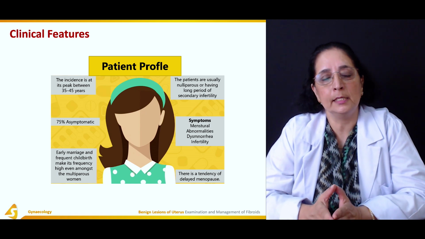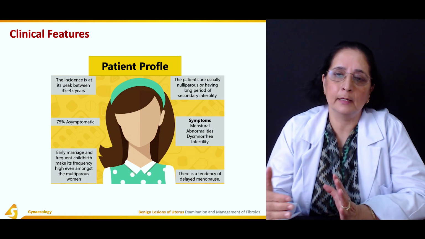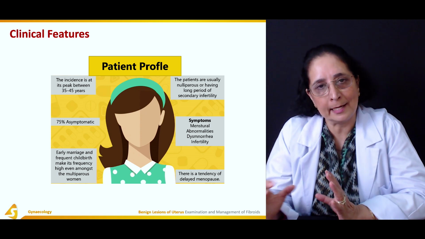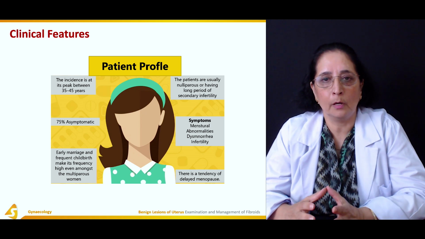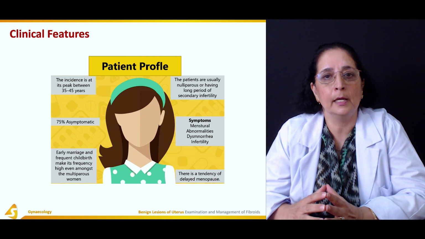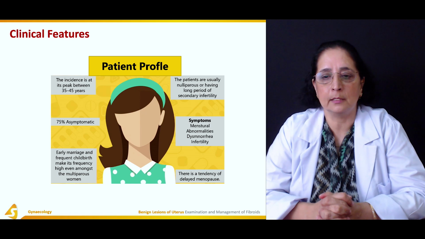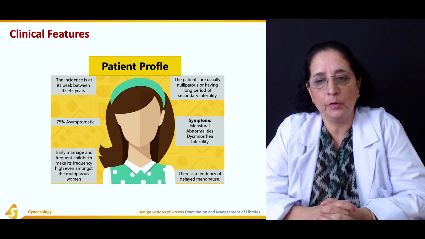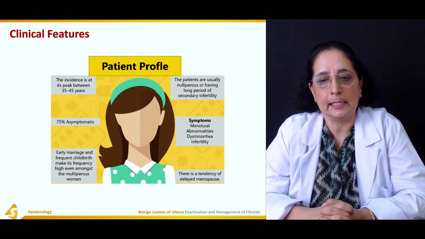Secondary infertility is when, once they have had a pregnancy, there is no pregnancy or no conception after that. So it's secondary infertility, not primary infertility. It's common in patients who have secondary infertility or nulliparous patients. Symptoms of the patient with fibroids are usually menstrual abnormalities, dysmenorrhea or difficulty in menstruation, or infertility.